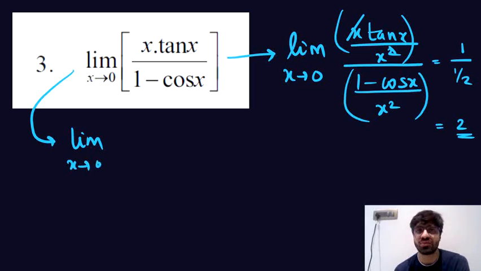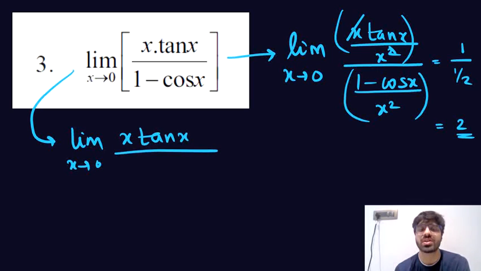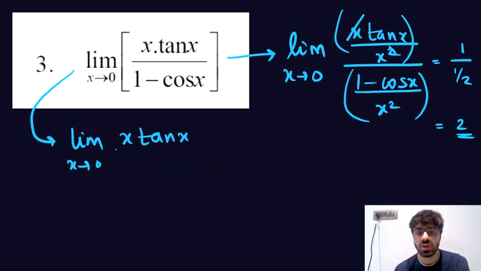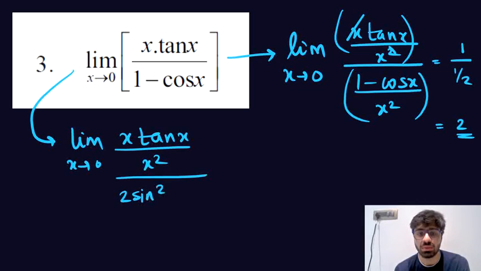Longer way means the way you have to write it in your exams, the college exams, would be this. This is the working that you will keep in mind for the competitive exams. So it is x tan x divided by 1 minus cos x, which will be x tan x divided by 2 sin square x by 2. You can then divide the numerator and denominator with x square. So you have x tan x upon x square divided by 2 sine square x by 2 upon x square. Split the limit.